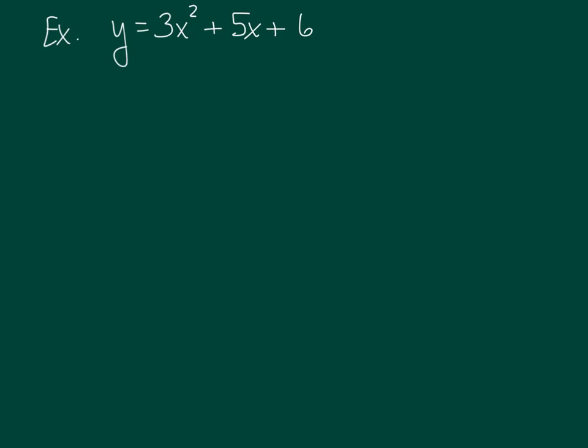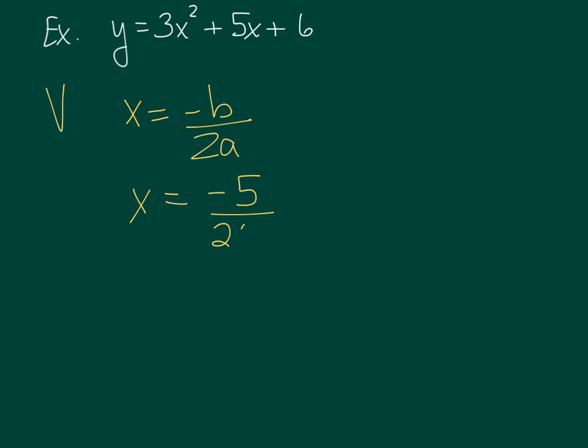So if you remember from the other work, our vertex is x is equal to negative b over 2a. So in this problem, my b value is 5, so I have negative 5 over 2 times 3. So my x value is negative 5 over 6. All right. Now, that is going to be my vertex.